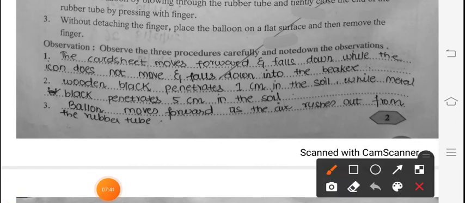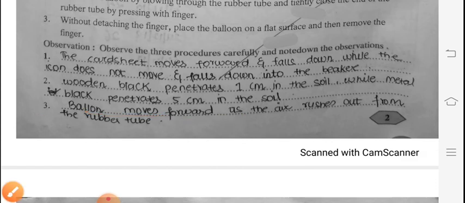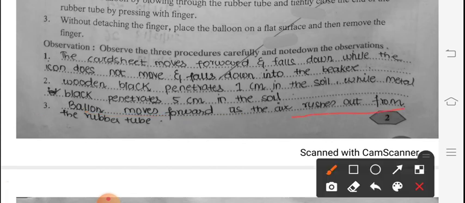And now I am reading whatever is written. If you do not understand the writing, please listen. The card sheet moves forward and falls down while the coin does not move and falls down into the beaker. Point number 2. The wooden block penetrates 1 centimeter in the soil while the metal block penetrates 5 centimeter in the soil. Point number 3. The balloon moves forward as the air rushes out from the rubber tube.